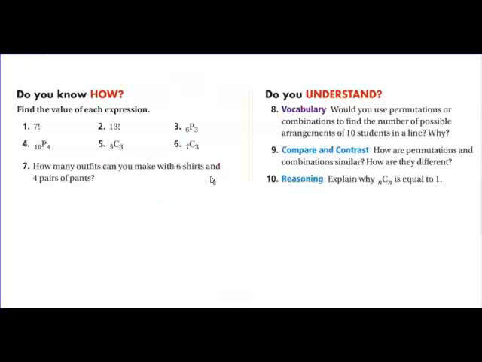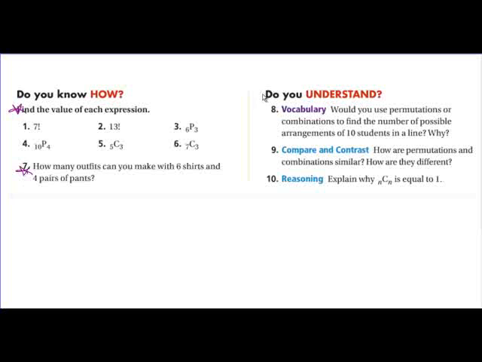Alright, let's see where we're at here. Try and get a little bit of understanding. Do you know how? Find the value of each expression. So what we'd like you to do is, if you have a scientific calculator, which we all should, go ahead and work through that. The keys are all the same as what I showed you on the TI-83. How many outfits can you make with 6 shirts and 4 pair of pants? You can probably answer that right now.